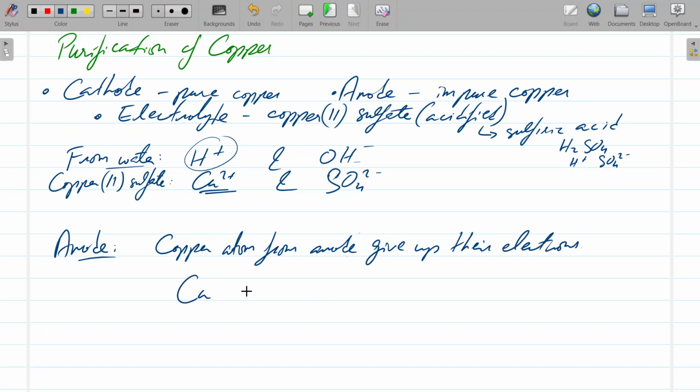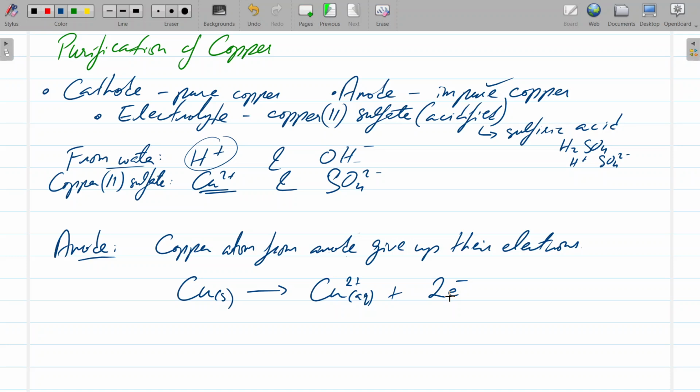And so what you'll see is the copper in the anode, the impure copper. What's happening is kind of the reverse of what we saw earlier. It's going to give up electrons and turn into copper 2+ ions. This was a solid, and now because it's turning into an ion, it's going into solution. So the quantity of copper ions in solution is increasing.